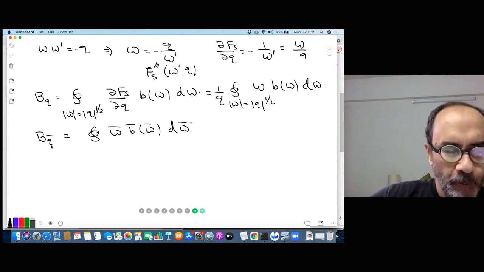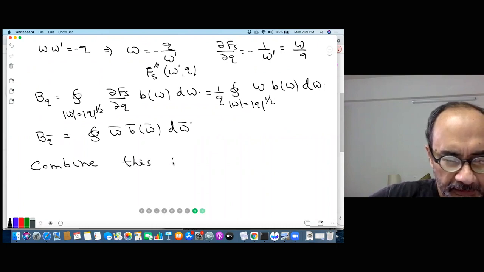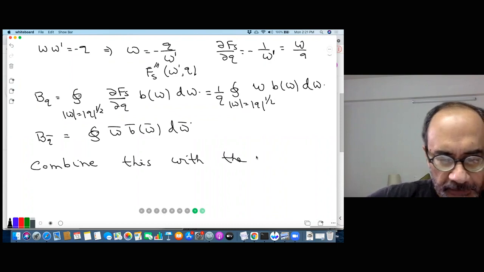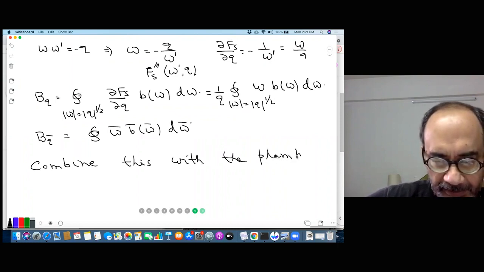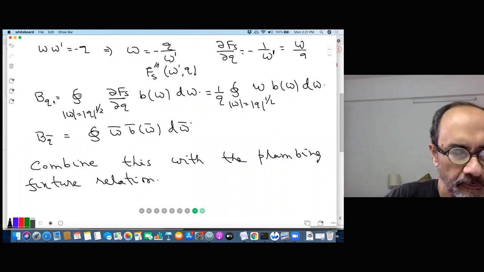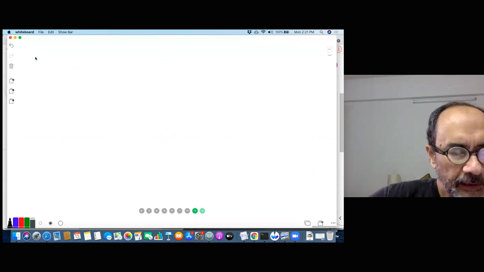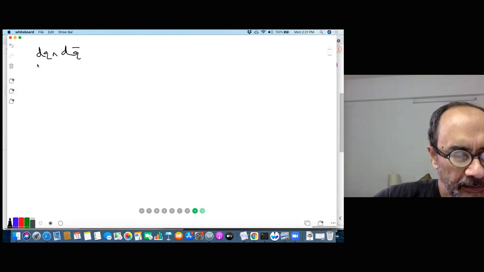So what we are going to do now is to combine this with the plumbing fixture relation that we had derived earlier. Okay, this we did some time ago, so I have to remind you what it was. So let me write down the net formula, and then I think it will become a little clearer. We have this dq dq bar over minus 2 pi i.